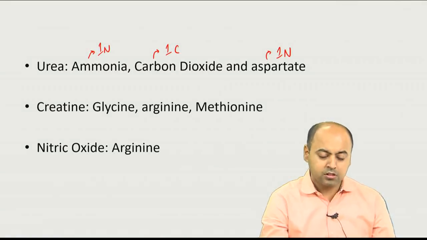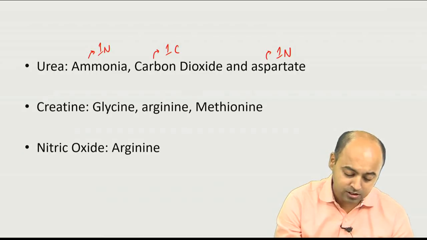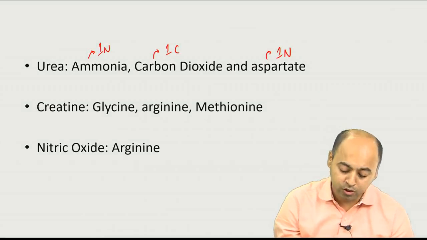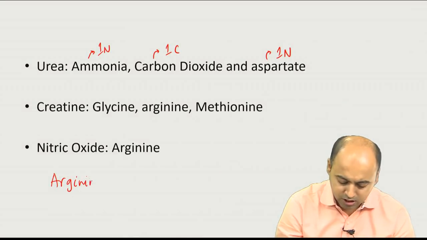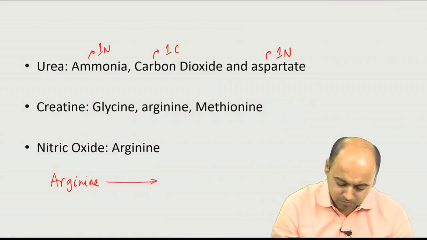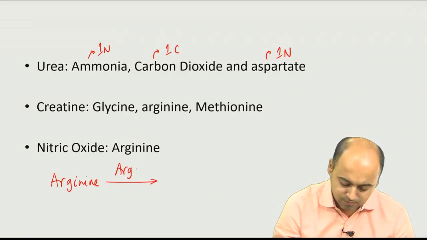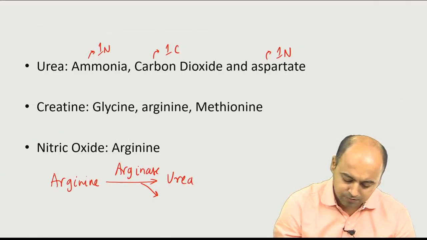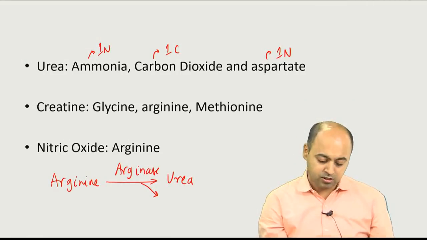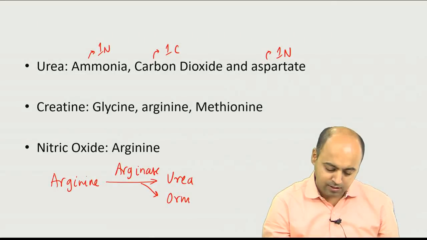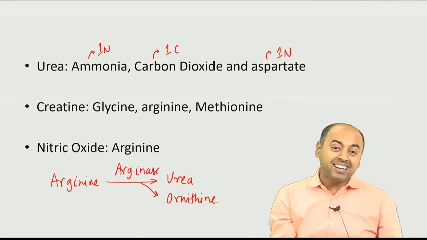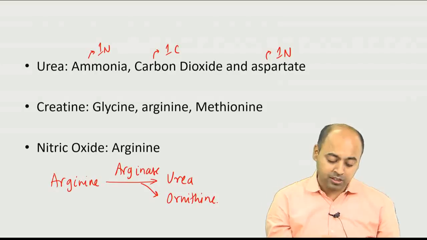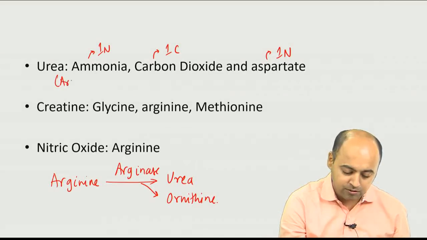But what happens in the urea synthesis? In the urea synthesis, the last step where the urea is formed involves the cleavage of arginine by the enzyme arginase, which cleaves the arginine to give urea and ornithine. So you can say the urea is coming directly from arginine.